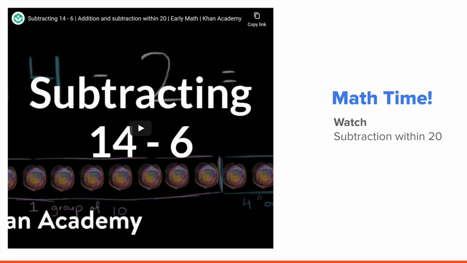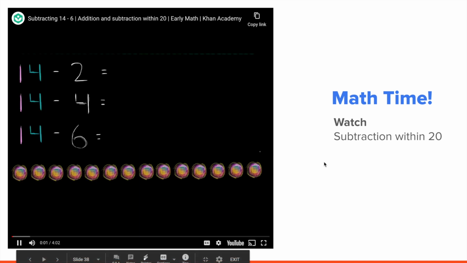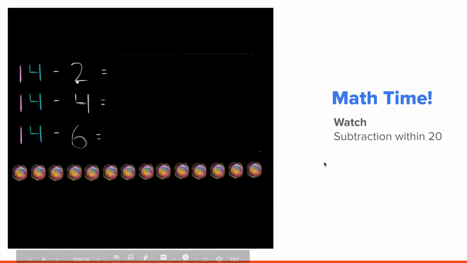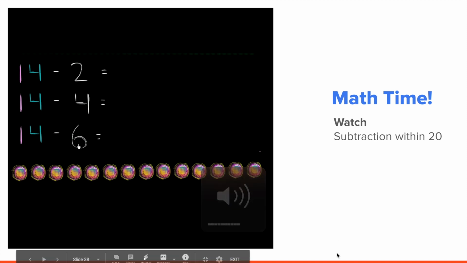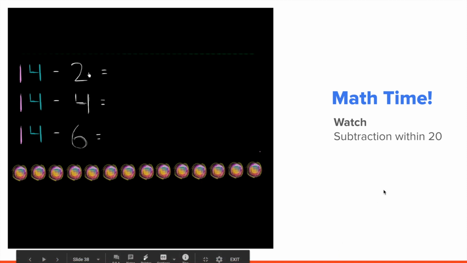Welcome back, mathematicians. Now that you have solved the number talk, let's go ahead and listen to this video about subtracting. Let's see if we can compute what 14 minus 2 is, and then figure out what 14 minus 4 is, and then figure out what 14 minus 6 is. And I encourage you to pause this video and try to figure these out before I work through them.